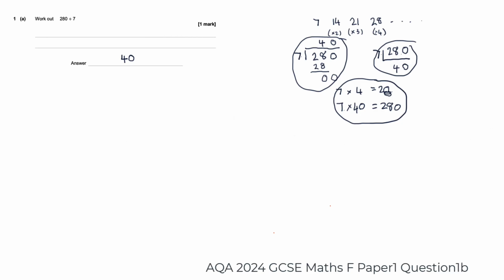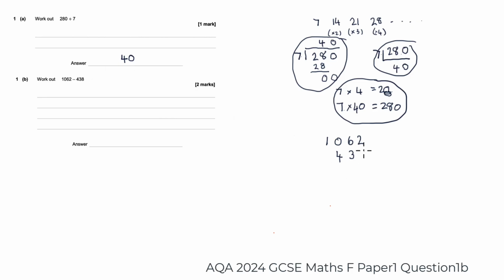Let's move on to part B. Here we're asked to work out 1062 subtract 438. So the usual procedure would be 8 from 2 we can't do, so we go to the tens, take 10 from there, that would leave 5 of them, and then add 10 to this 2, which would give us 12. And then if we take 8 from 12, we'll end up with 4.